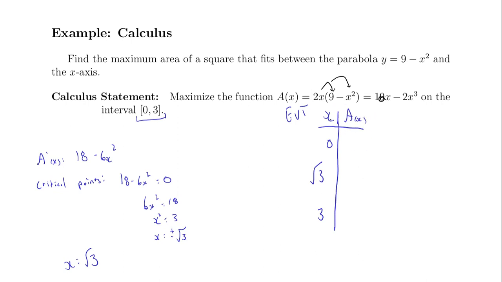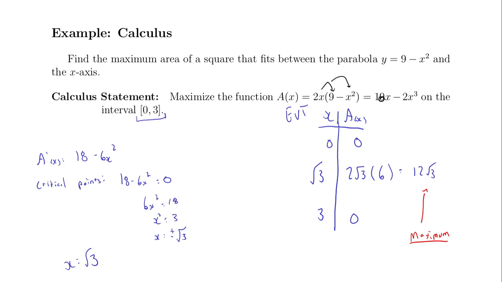Maybe I'll write that. Okay, so if you put 0 in here, we get an area of 0, right? 0 times 9. If you put 3 in here, you get 6 times 0. And if you put root 3 in here, you get 2 root 3 times 9 minus 3, which is 6. So I'll just call that 12 root 3. And it is easy to see, even if we don't know what that is, that this is the maximum. Now, we were told to find the maximum area, and so that's what it is. It's 12 root 3 units squared.